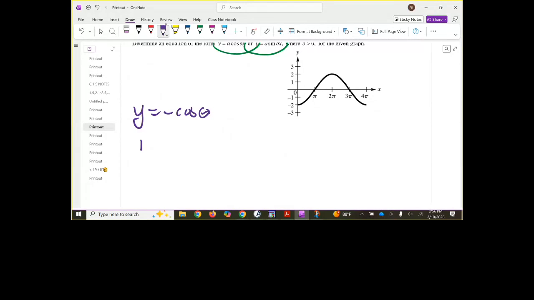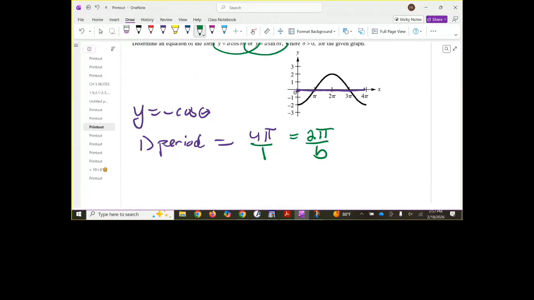Number one, just by looking at the picture, do we know what the period of this thing is? Look, we start at 0 and we end all the way where? At 4 pi. So we know that our period is 4 pi. The formula for finding the period is 2 pi over b. So the first thing I'm going to do here is think of that 4 pi as 4 pi over 1.